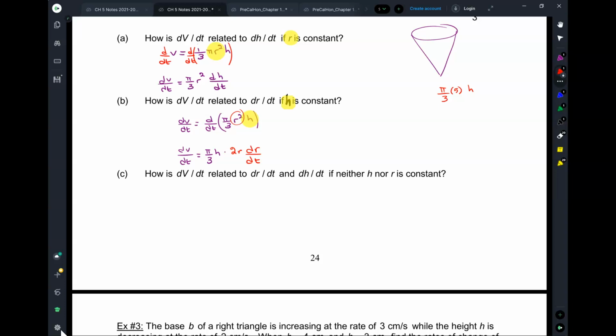So that's what I did. pi over 3 r squared times dh dt. So all of these were constants, and they all came to the front. And now I just have dh dt. Why the r squared? Because the r is a constant. Oh, it's right, it's like 5. And then you did the dh dt because that's the variable that you're taking a derivative of.